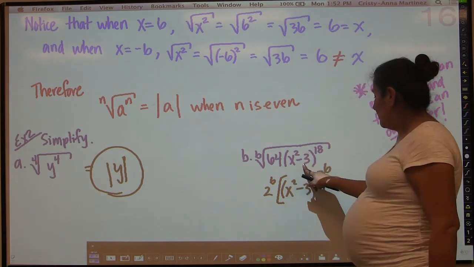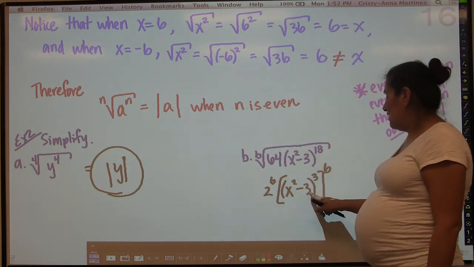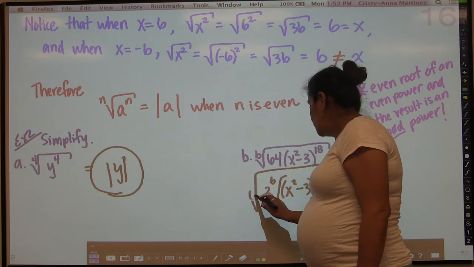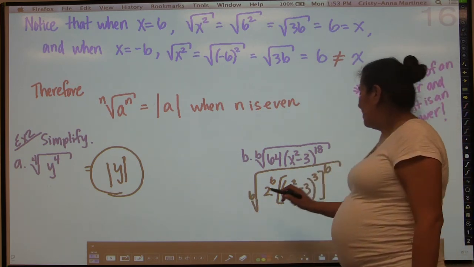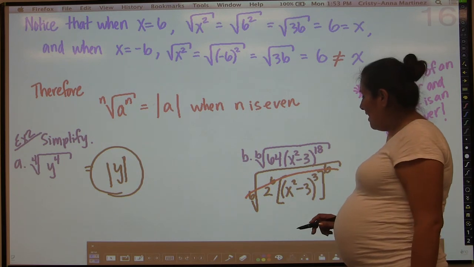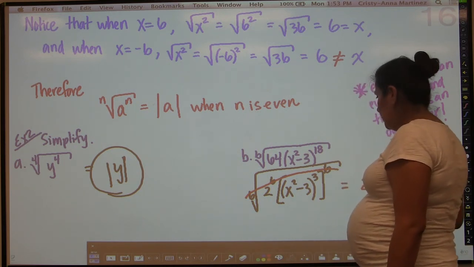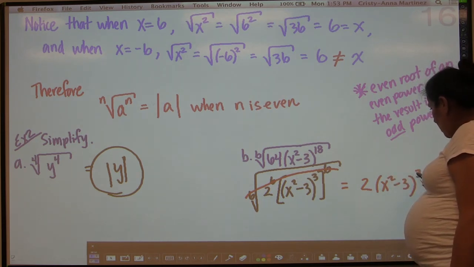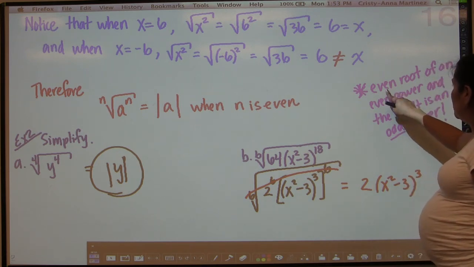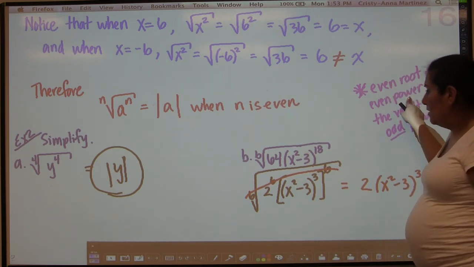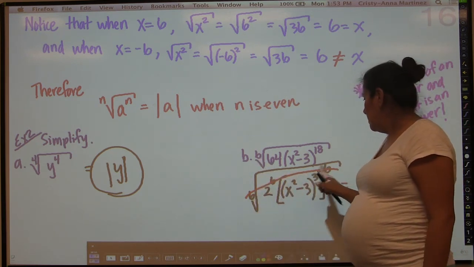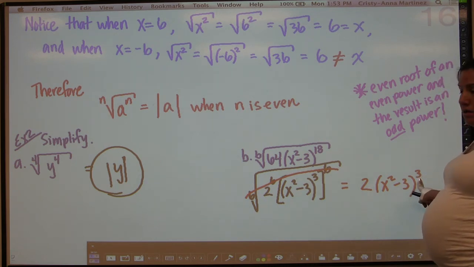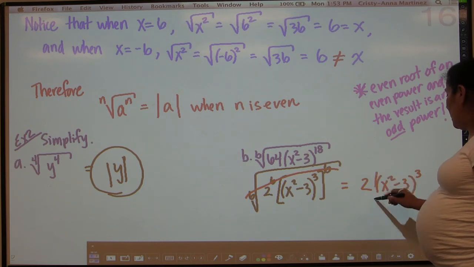So I'm going to rewrite the x squared minus 3 to the 18th power as x squared minus 3 cubed to the 6th power. So now I'm going to write my radical in, 6th root there, and just like before, they're going to cancel. But what's going to happen is you're going to get 2 and then x squared minus 3 to the 3rd power. Okay, so what happened here is you have an even root of an even power, okay? So you had even roots, the 6's, of an even power, and the result is an odd power. The result is 3. So because the result is an odd power, you have to put the absolute value bars.